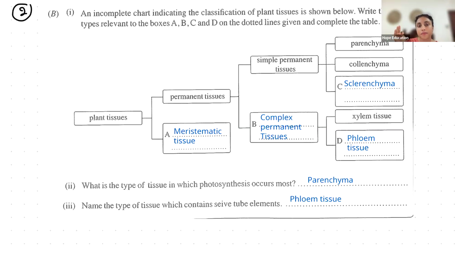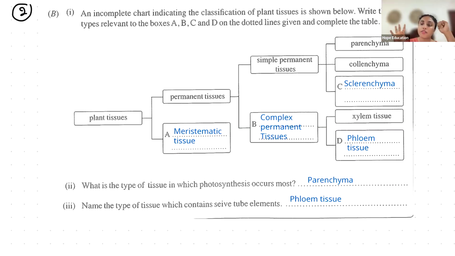What else? Phloem fibers. Phloem fibers give the support. And yes, phloem parenchyma. Phloem parenchyma mainly does food storage. In the phloem tissue, sieve tube element, companion cell, and phloem parenchyma, all three of them are living. Only phloem fibers are dead.